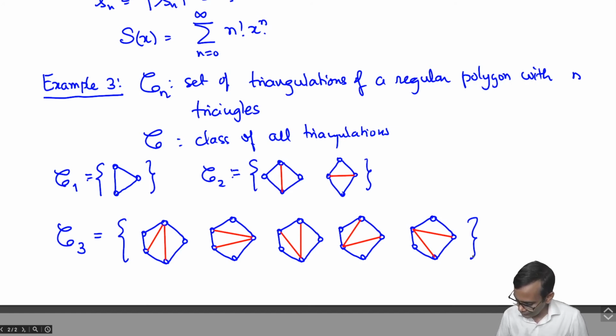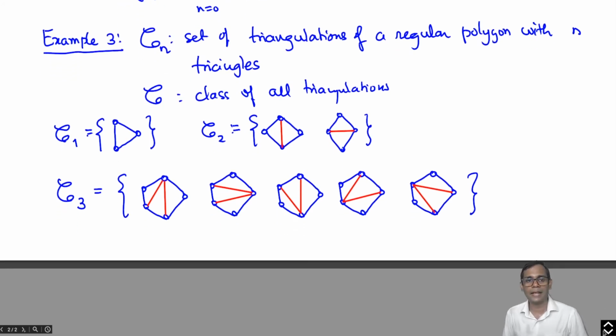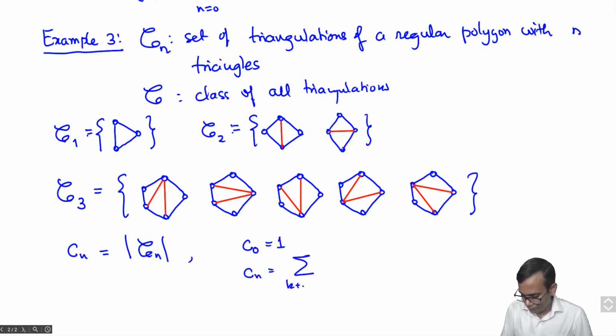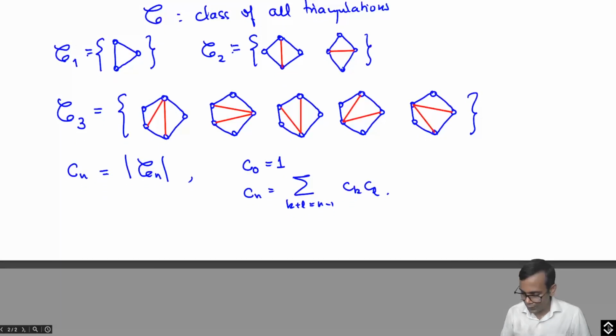But what I'll do now is instead I'll prove that the Cn, the number of triangulations with n triangles, satisfies the same recurrence relation that is satisfied by Catalan numbers, namely C0 is equal to 1 and Cn is the summation over k plus l equals n minus 1 of CkCl. And how do I prove that?